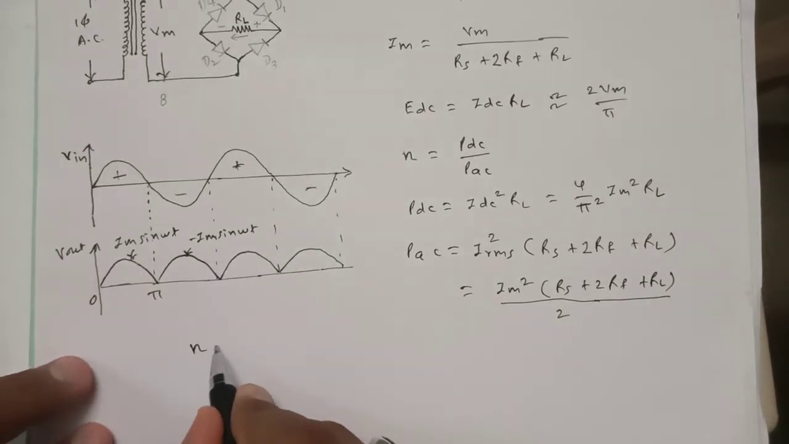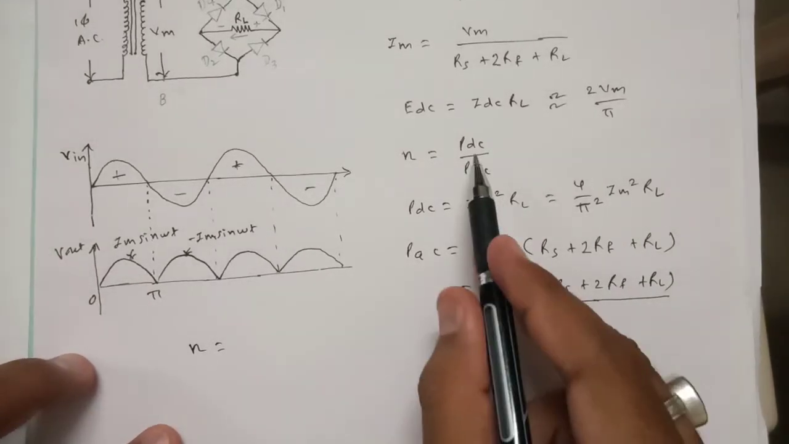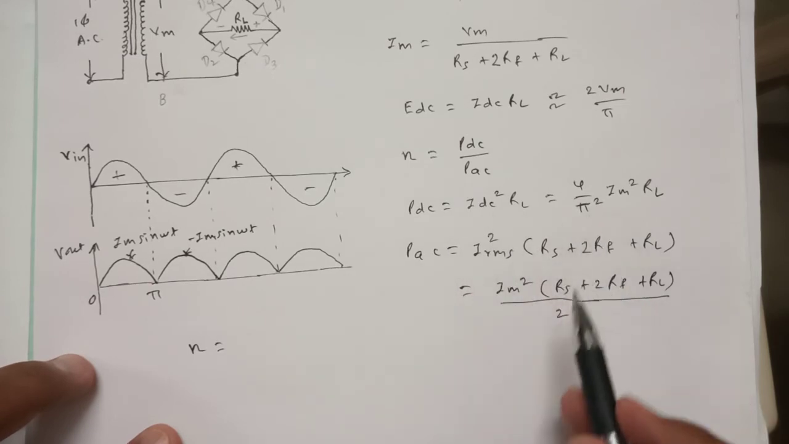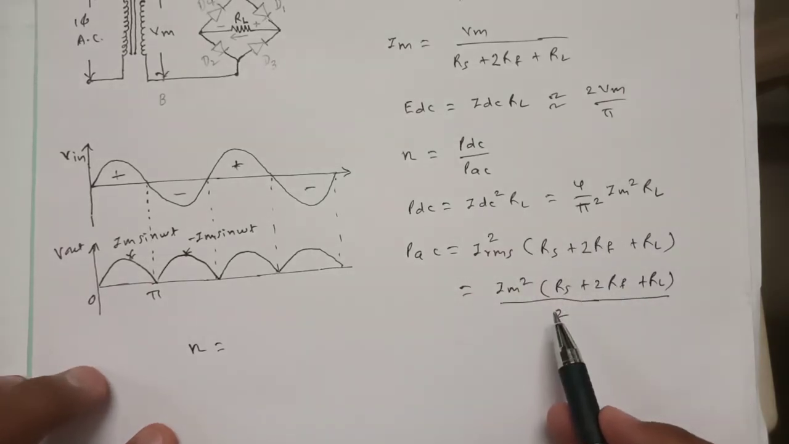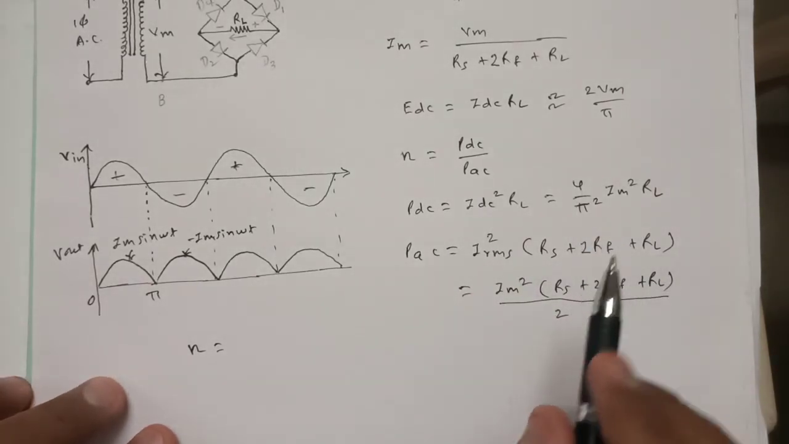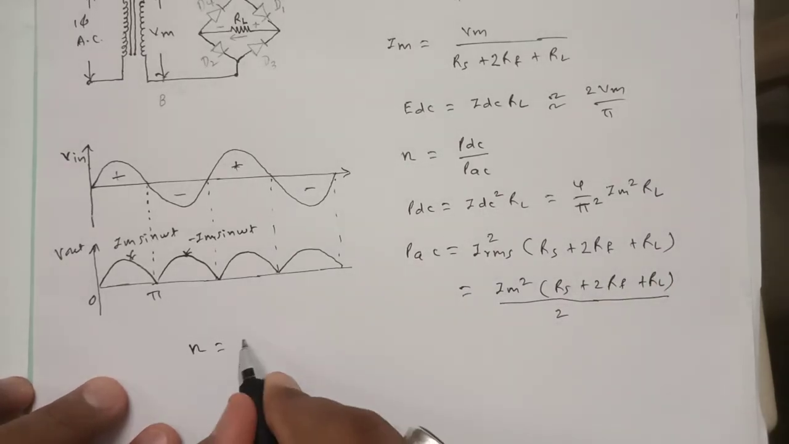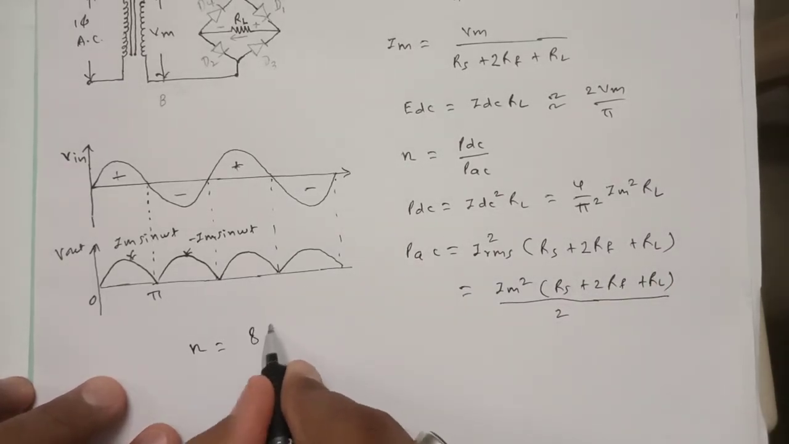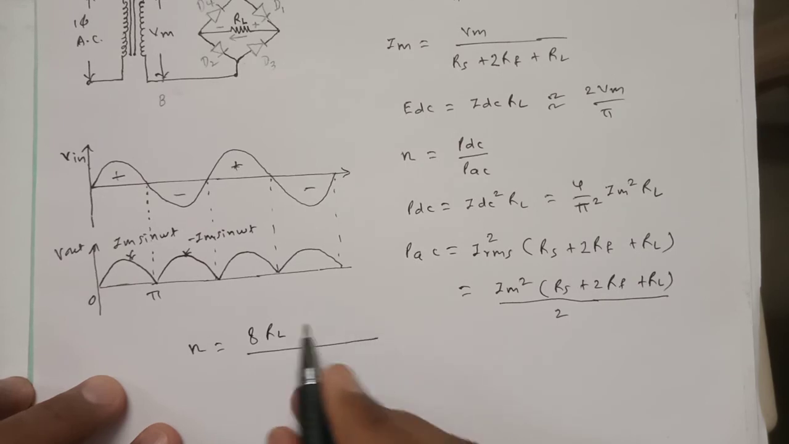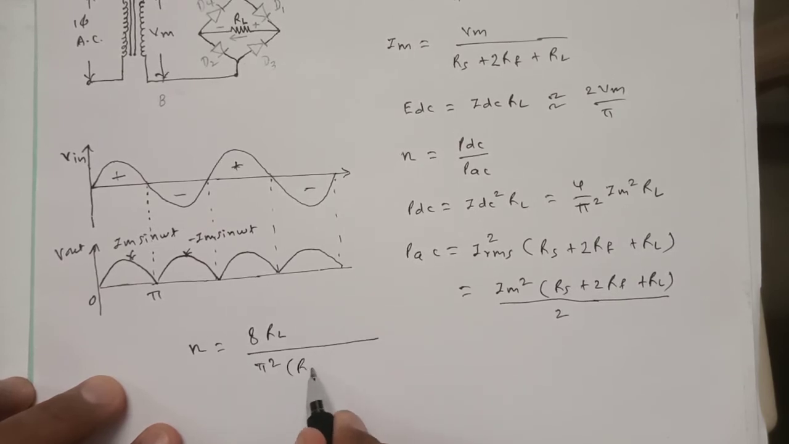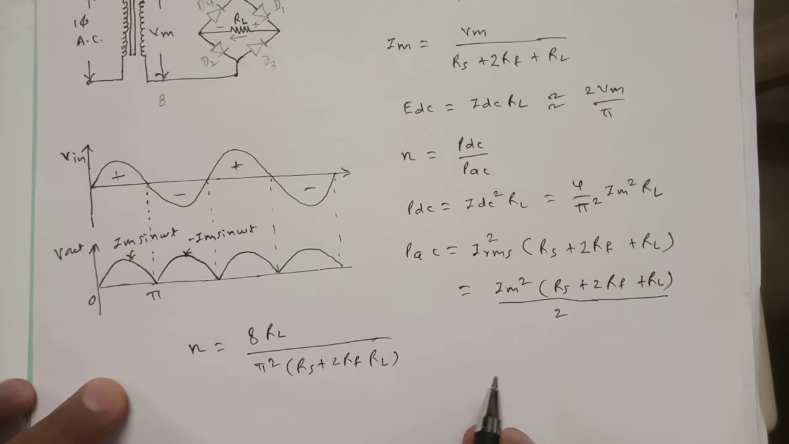So the equation for efficiency, we know, is PDC by PAC. So this term divided by this. If I put that in, I request you all to solve it. I will directly write the final equation. I will be getting 8RL divided by pi square in bracket RS plus twice RF plus RL, right? So this is the equation.